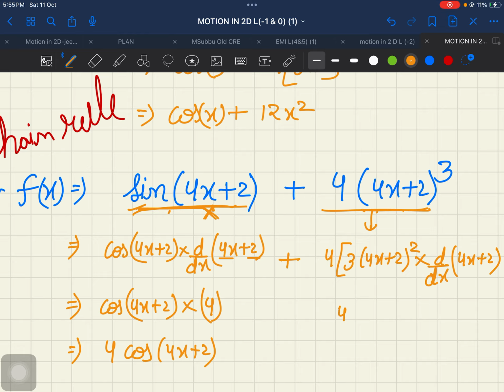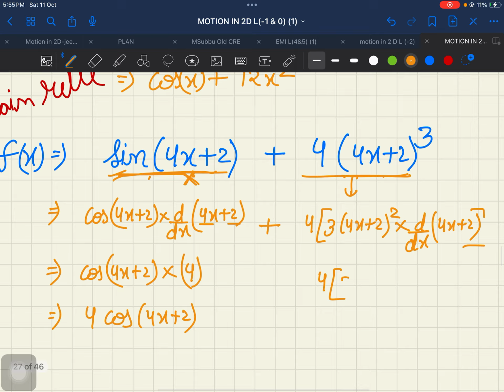So you have here 4, inside the bracket you have 3 (4x plus 2) square into the differentiation of 4x plus 2, which is 4, into 4. If you see, this is nothing but 4 into 3 into 4. 4 times 4 is 16, into 3. All right, just check all of you. 4 times 3 is 12, and into 4, that is 48.